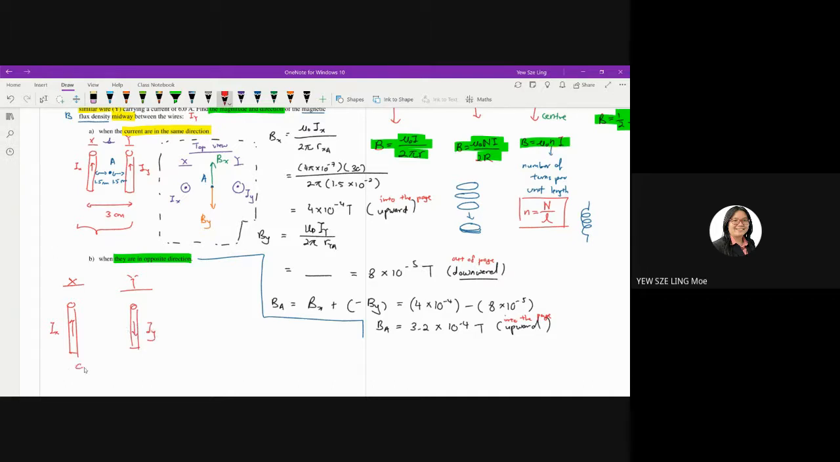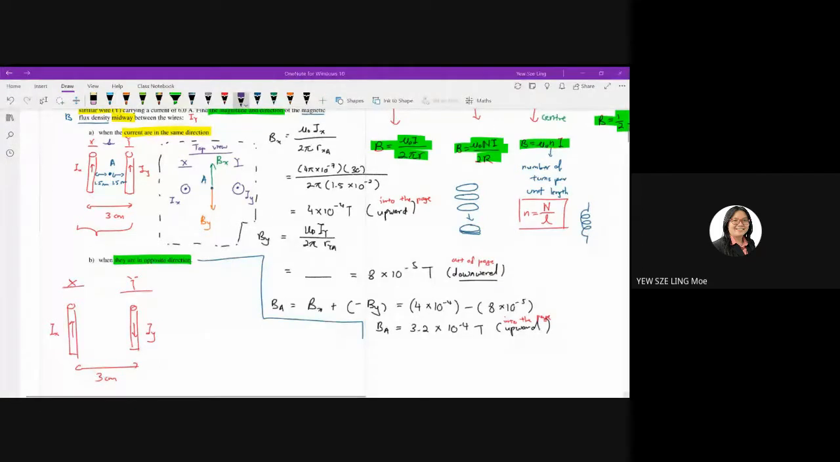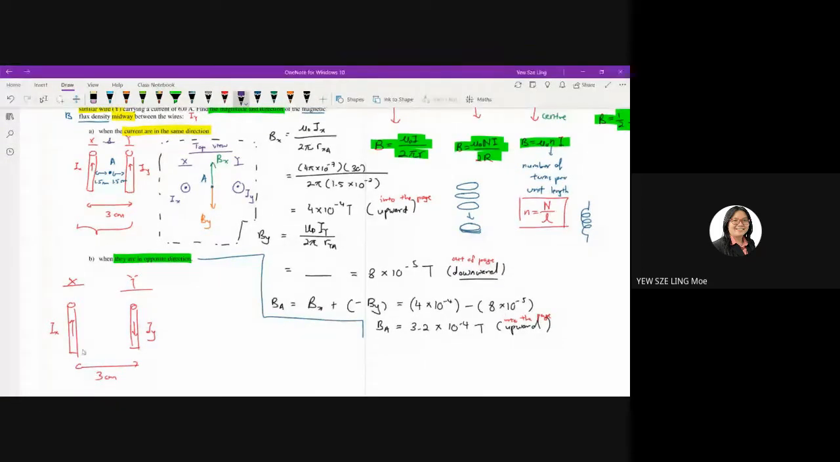And the distance between them is still 3 cm because the question didn't say anything about the distance between the wires. So we assume they are still kept at the same position. The only thing that has changed is the direction of the current flow. So now let's assume you're viewing from the top again, top view. So this is X, this is Y.